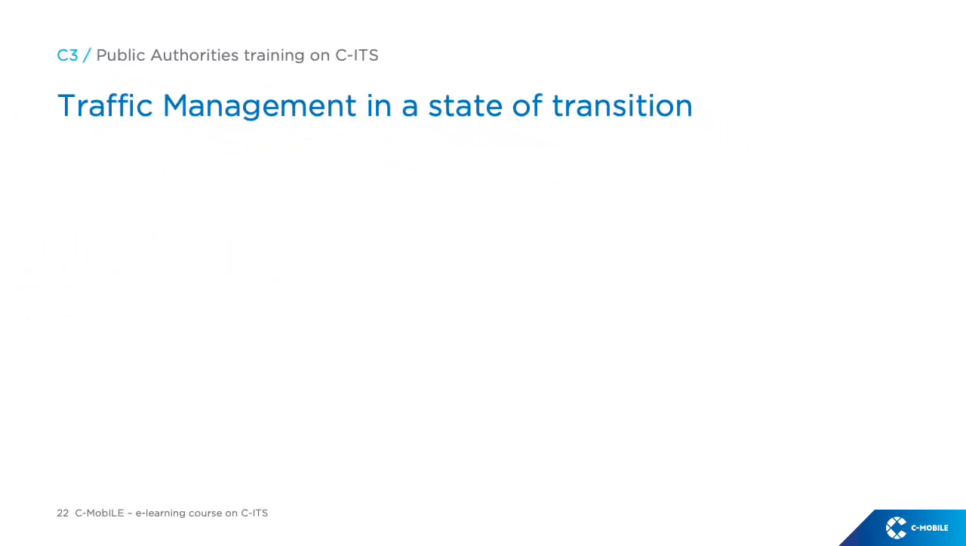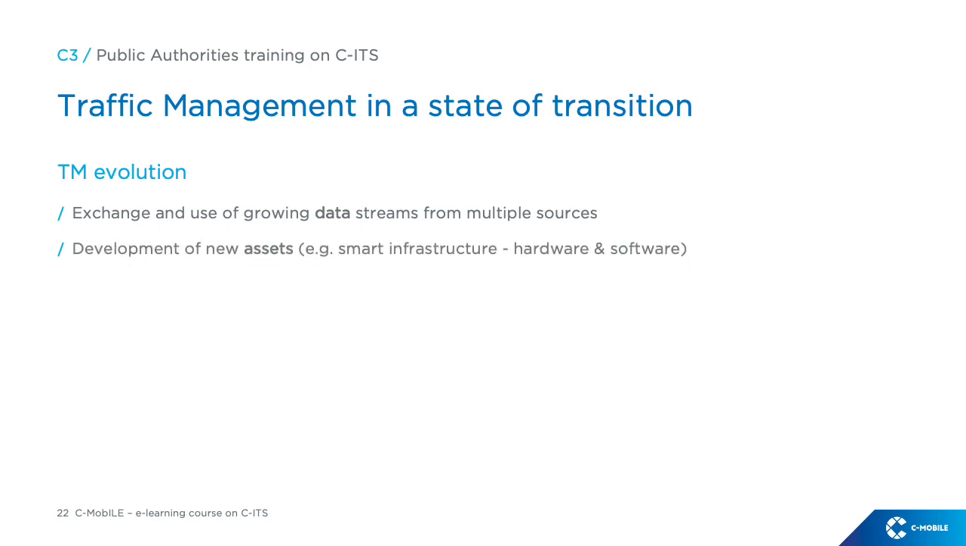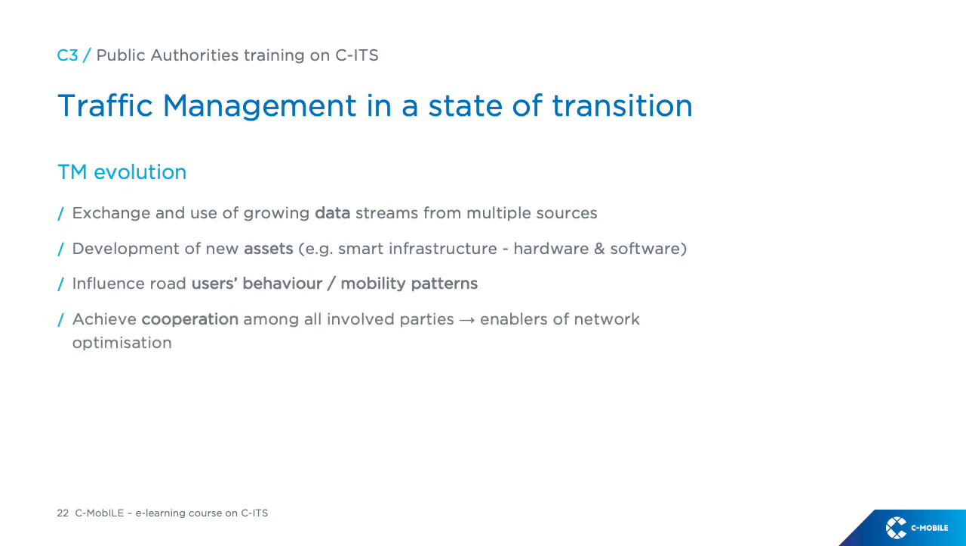The modern perception of traffic management is comprised of four main pillars: the exchange and use of growing data streams from multiple sources, the development of new assets related to smart infrastructure, the possibility to influence behaviour of road users and mobility patterns, and a strong cooperation and coordination among all involved parties, which are needed to enable network optimization.